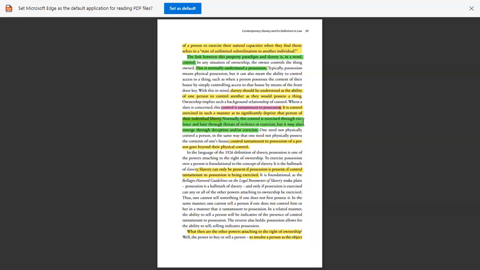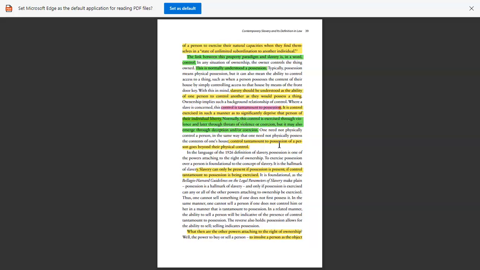Normally, this control is exercised through violence. So if somebody has a gun at your head, or through threats of violence or coercion, but it may also emerge through deception. So if somebody is defrauding you, tricking you, deceiving you, and therefore still controlling you, then deception as well as coercion and violence are normal forms of exercising control, and control is tantamount to possession. Possession would be ownership, and therefore a condition like slavery.